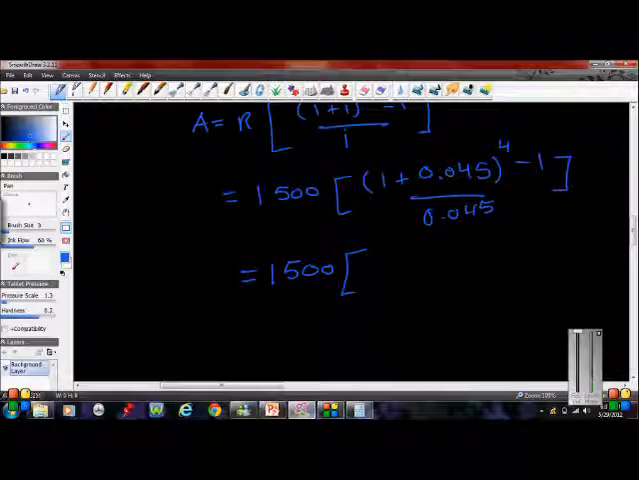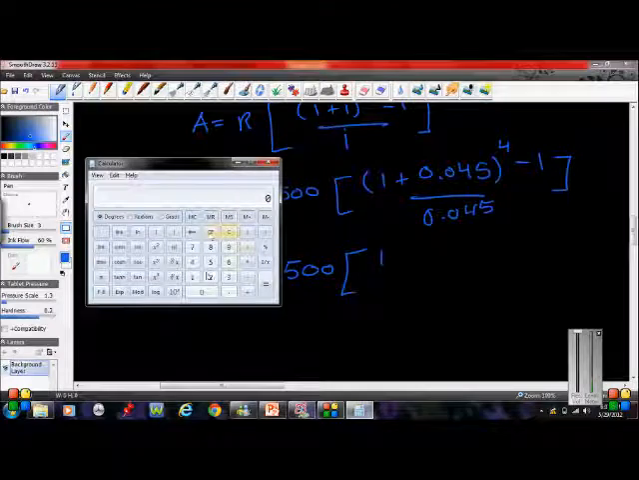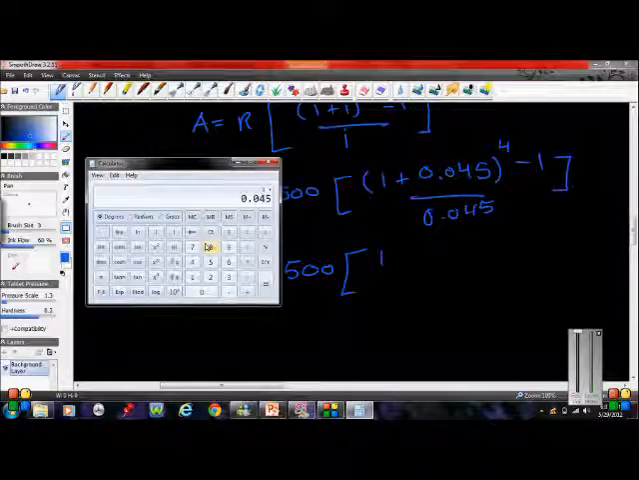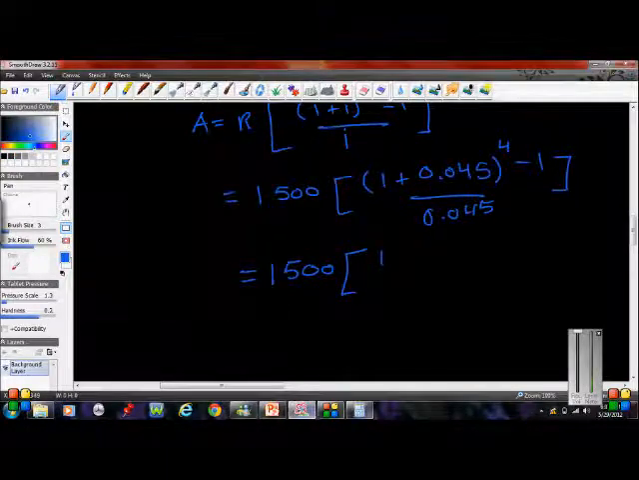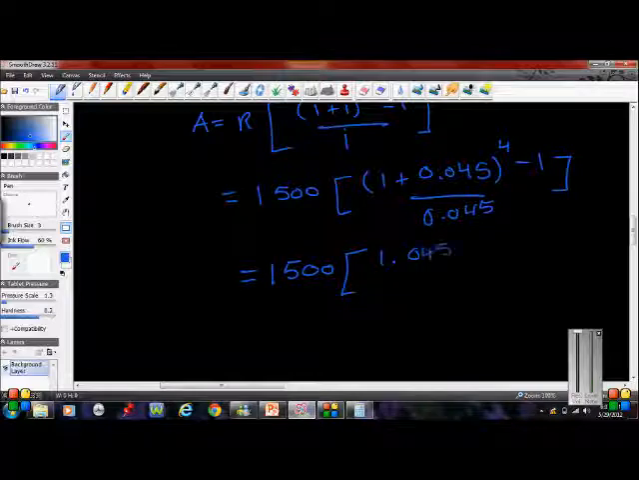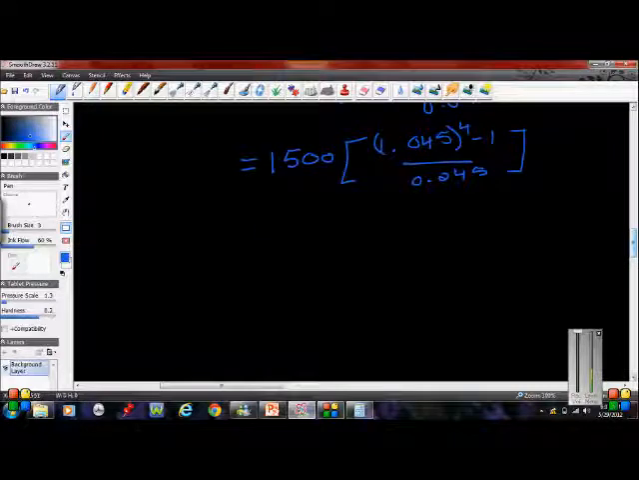So let's say 1 plus 0.045 will give us what? Let's put out our calculator. 1 plus 0.045. I hate using the calculator on the computer. It's just absolutely terrible. Okay, so that's what I thought it was. 1.045 to the power of 4 minus 1 divided by 0.045, bracket close. I'm pretty much just wasting time at this point, but I want to make sure everyone understands this concept fully.